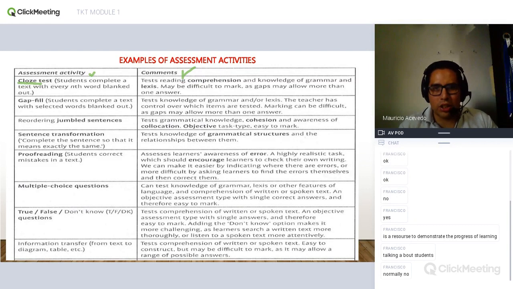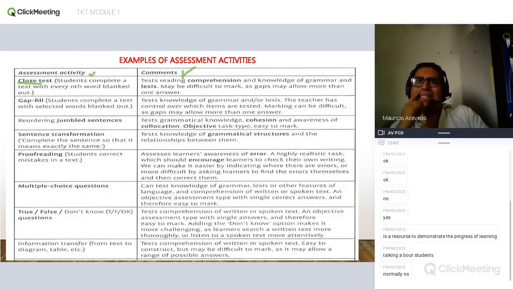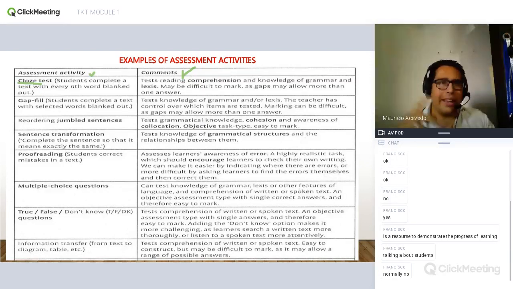Tests reading comprehension and knowledge of grammar and lexis. May be difficult to mark as a gap may allow more than one answer. Okay, so this reminds me, for example, of the FCE test or the PET, in which you have to put the correct word in order to have a sentence with a correct meaning. So this is basically the closed test. It is kind of difficult, especially if the space can have many answers.